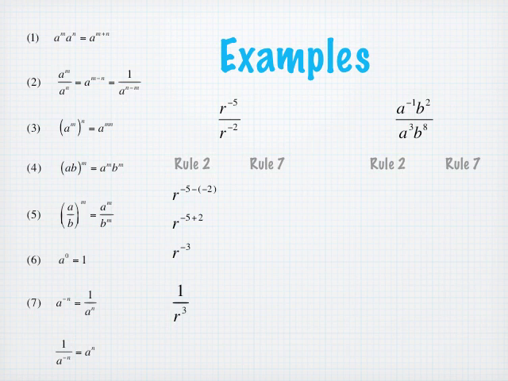Now rule 7 says that rather than subtracting, I'm going to move things around. R to the negative 5 tells me that he wants to go to the denominator. R to the negative 2 tells me he wants to go to the numerator. So they can move, but when they move, they use up their negative sign. So this just becomes r to the 2 over r to the 5.